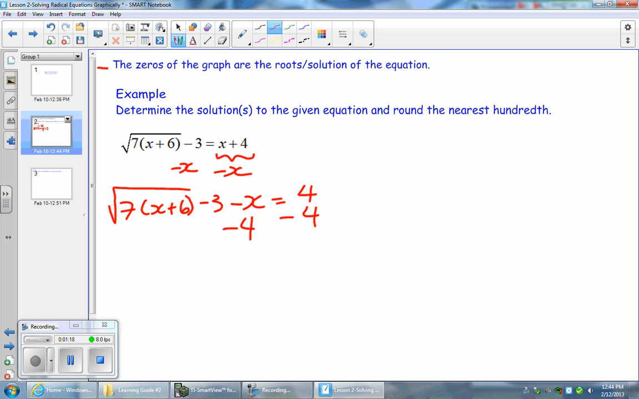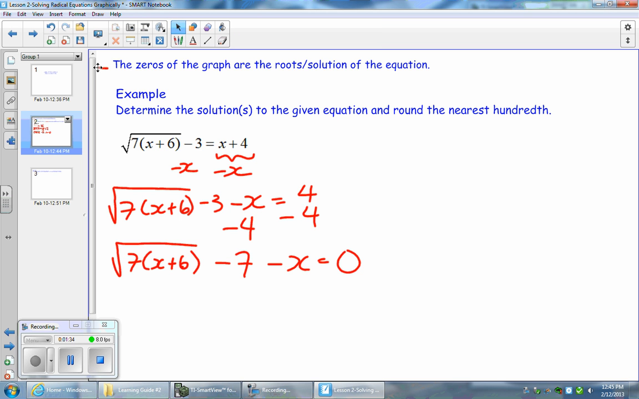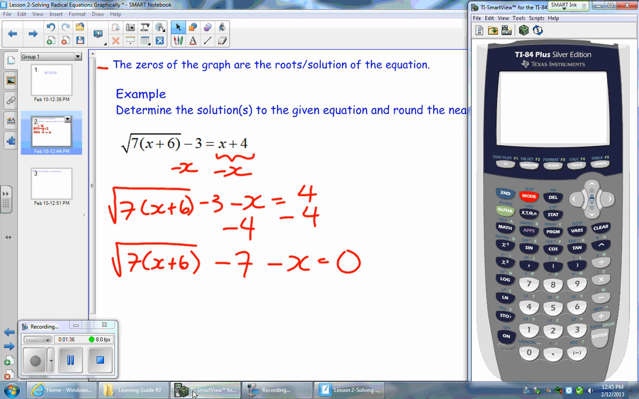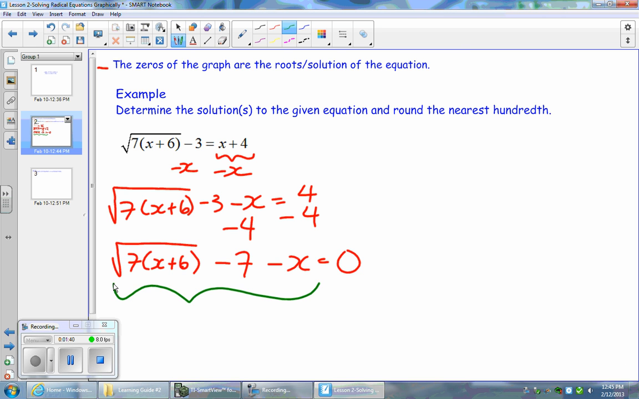So I subtract 4 from both sides here. I'm going to get the square root of 7x plus 6, and negative 3 minus 4 gives me a negative 7, and minus an x, and this is all going to be equal to 0. So to solve this equation graphically, you want to plug it into your calculator. You're going to let the left-hand side of the equation be your y1. So go to your calculator.